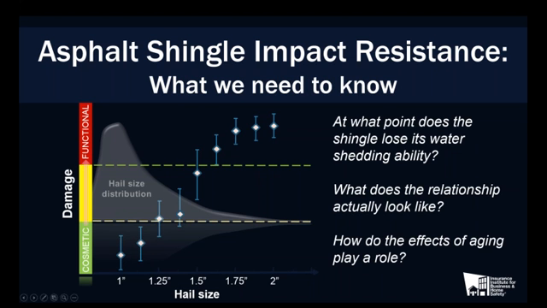So what we want to understand is, when does a shingle lose its water shedding ability? What does this relationship look like? How do the effects of aging play a role? And how do we know when it's going to lose its water shedding ability? We know it's going to be affected by the condition of the roof, but how bad does the damage have to be? Can we distinguish between cosmetic and functional damage to really understand when a larger threat comes around?